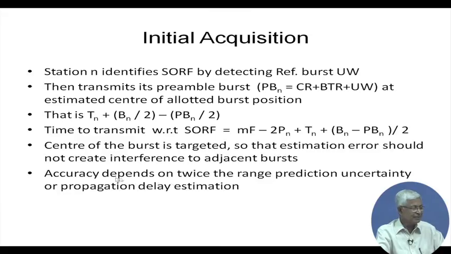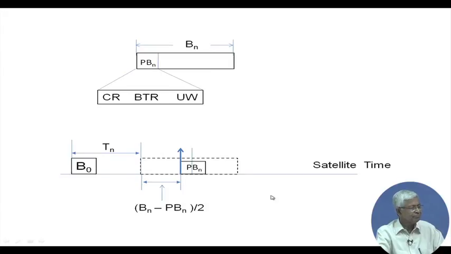And the accuracy depends on twice the range prediction uncertainty, that is 2 Pn. Whatever prediction you have done, there is some estimation or information available, and based on that, whatever error is there. This is shown pictorially like this. A burst consists of PBn and the rest is data. So this whole thing is Bn.